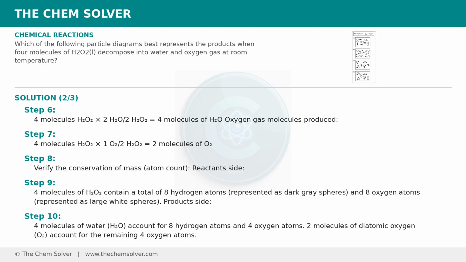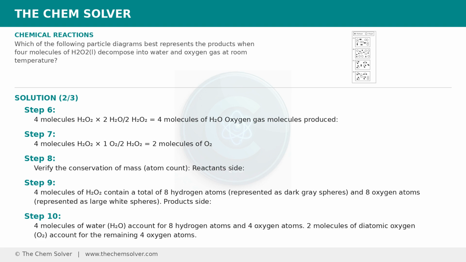4 molecules H2O2 times 2H2O over 2H2O2 is equal to 4 molecules of H2O. Oxygen gas molecules produced: 4 molecules H2O2 times 1O2 over 2H2O2 is equal to 2 molecules of O2. Verify the conservation of mass.